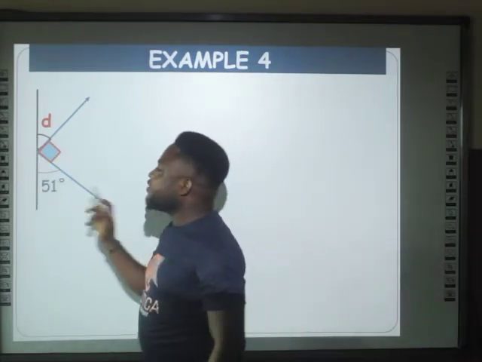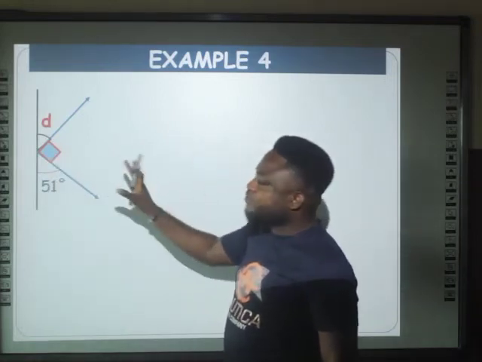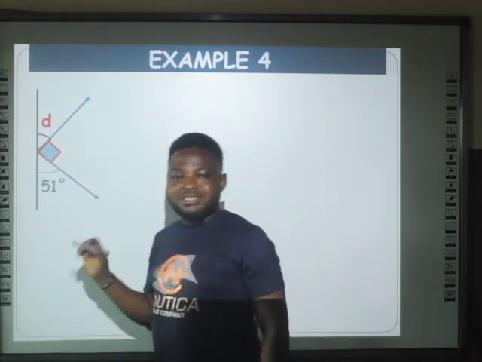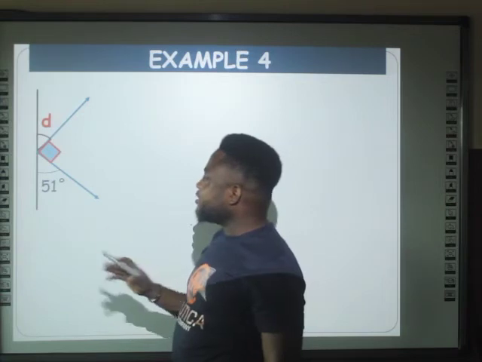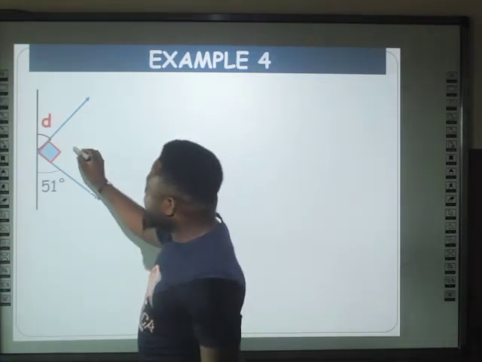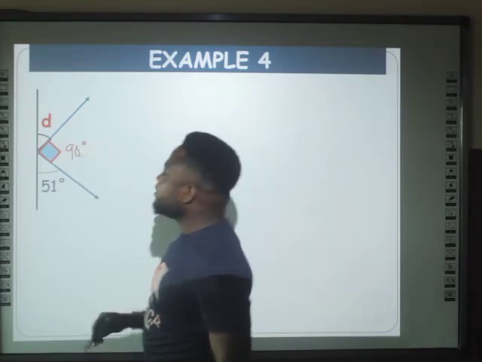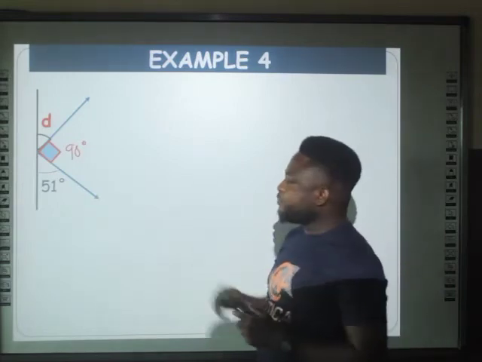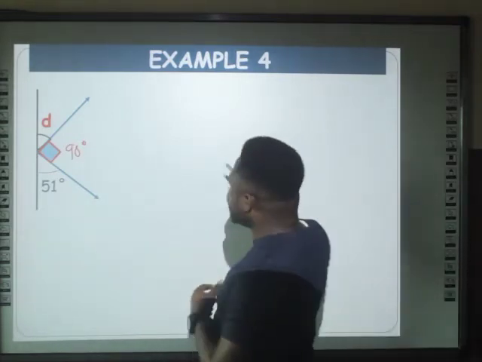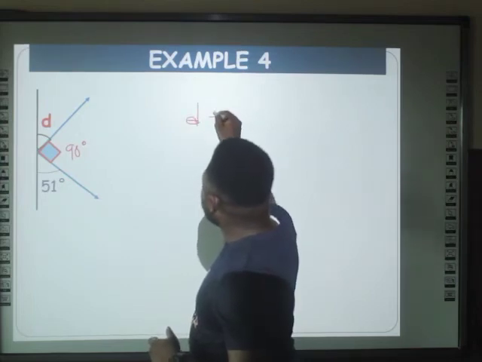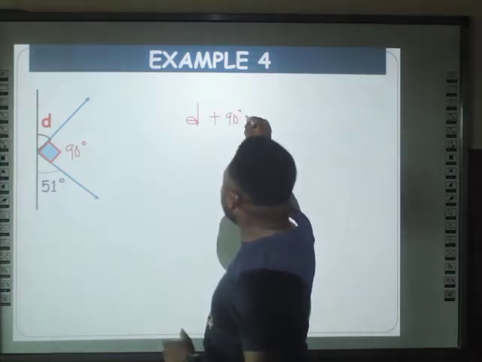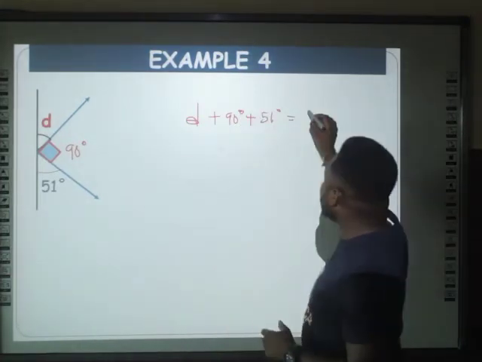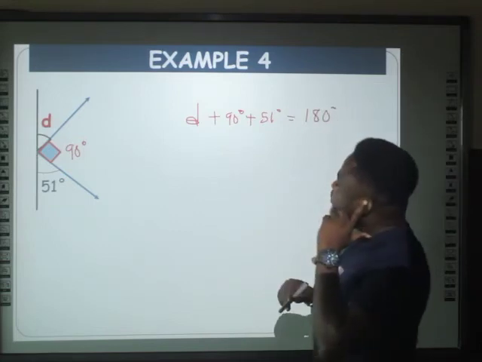And remember, I made reference to this square shape. Anytime you come across any question that you have this square shape, that angle is a right angle. Okay, that angle is what? A right angle. And a right angle is equal to what? 90 degrees. So you're expected to indicate that this is 90 degrees. Okay, now when I solve this, this will give us D plus 90 degree plus 51 degree. Everything will add up to what? 180 degree. Sum of angle on a straight line, right?